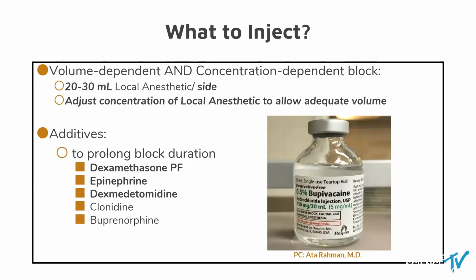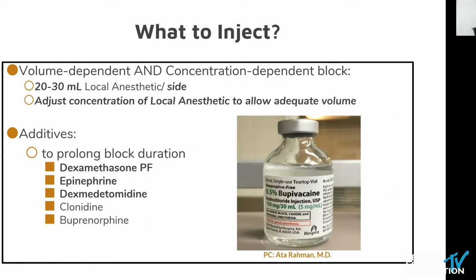In terms of what to inject, we'll go into this in a little more detail in just a second, but this block is both volume dependent and concentration dependent. So if you're doing something that's a smaller operative incision, something like a 1 or 2 level fusion or laminectomy, then 20 to 25 cc's of local anesthetic per side would be completely fine. If you're doing a much larger incision, something like a T10 to sacral fusion, for that you're going to want to deposit roughly 30 cc's of local anesthetic per side.